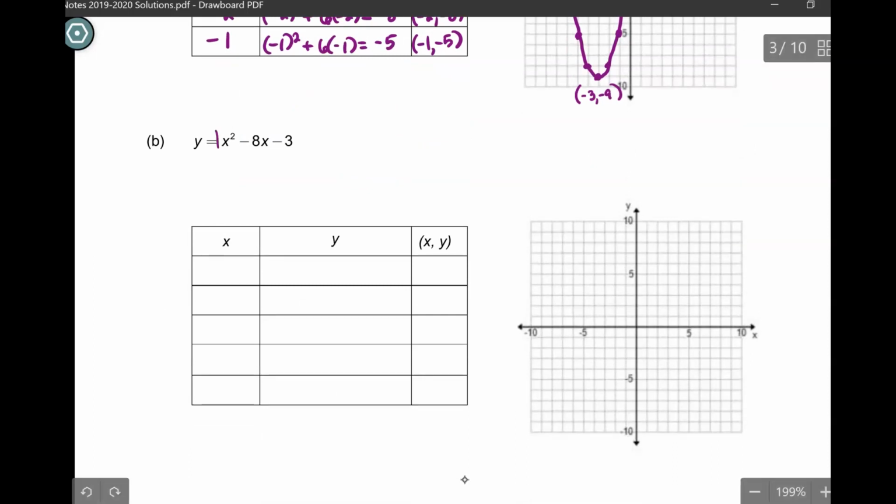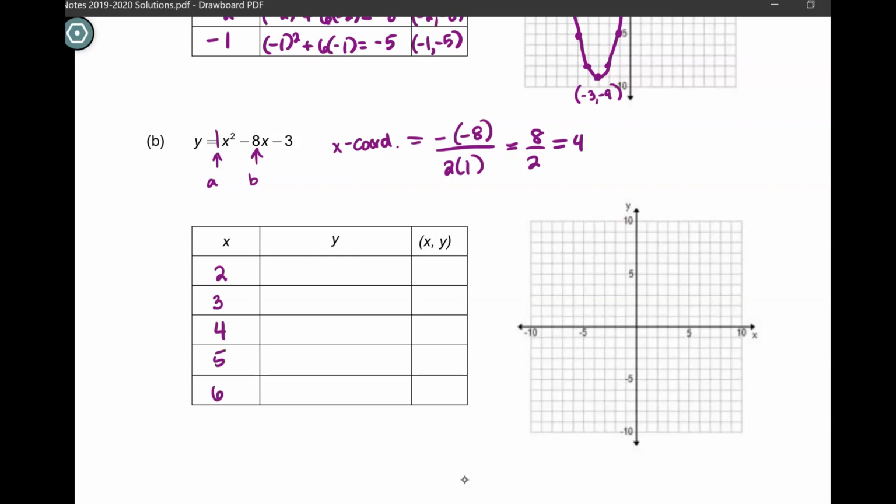Okay, so here A is 1, B is negative 8, so I want to find the x coordinate of the vertex. So that's negative B, so it'll be the opposite of negative 8 over 2 times A, which is 1. So that'll be a positive 8 over 2, which is 4. So I want to put that 4 here. I'm going to subtract 1, add 1, add 1. Again, I want to just make sure all the numbers go in order.